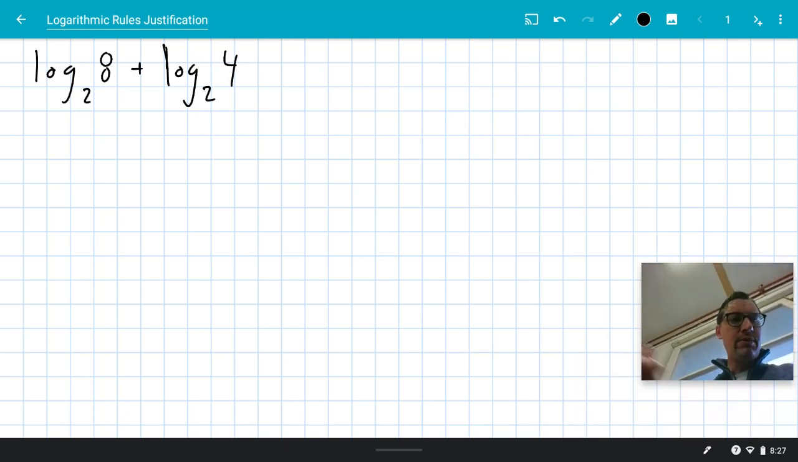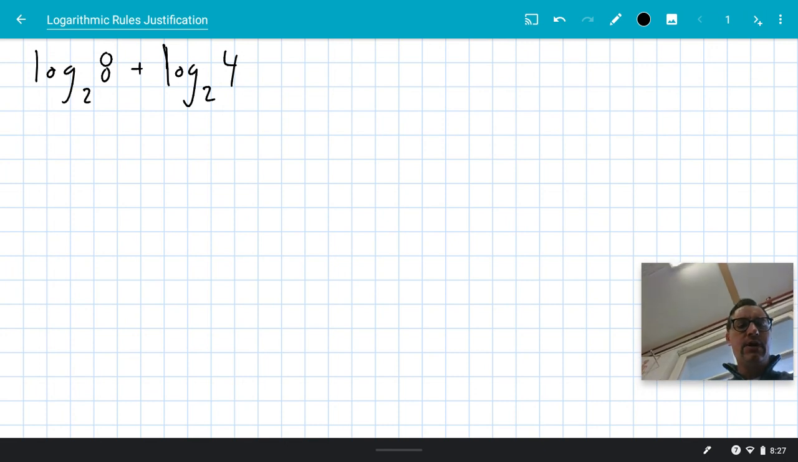We're looking at logarithmic rules, and we're trying to justify them. So what I want you to do is take a look at this log base 2 of 8 plus log base 2 of 4. Go ahead and evaluate log base 2 of 8, and then evaluate log base 2 of 4, and then add them up. Pause the video and do that.